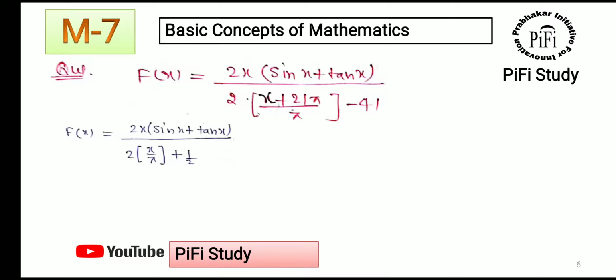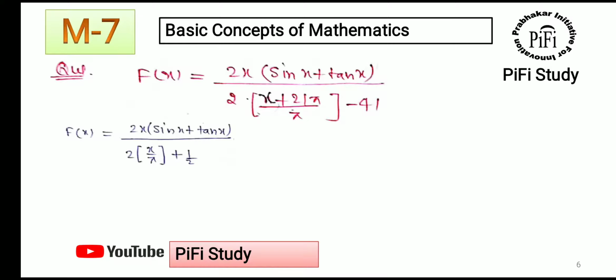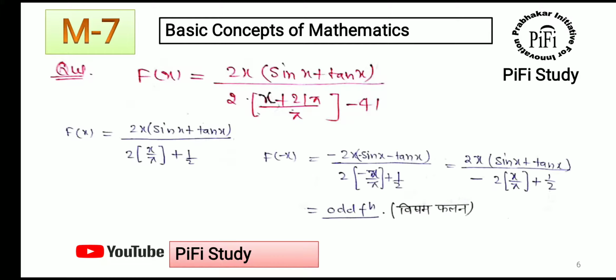This will become like this. Then take the 2 common and you will get fx is equal to 2x sin x plus tan x, 2 times x by pi plus 1 by 2 after taking 2 common. Then 2 and 2 will cancel out. Then replace x by minus x. So you will get the negative sign out from the function, then it is an odd function.